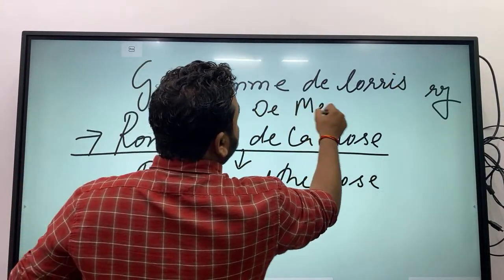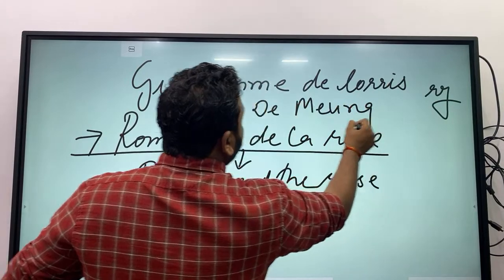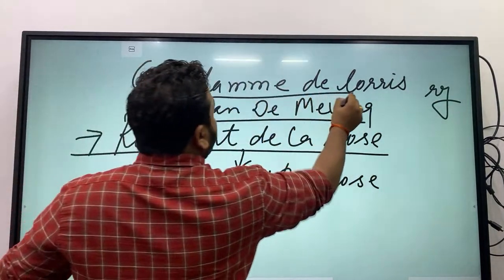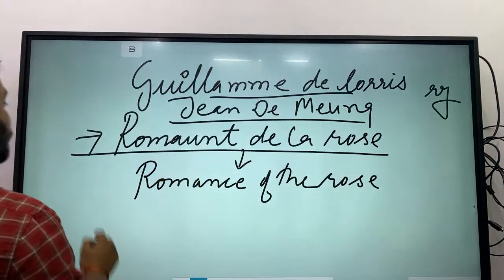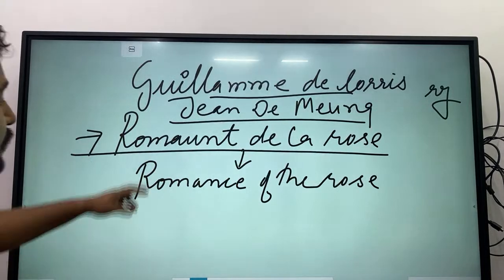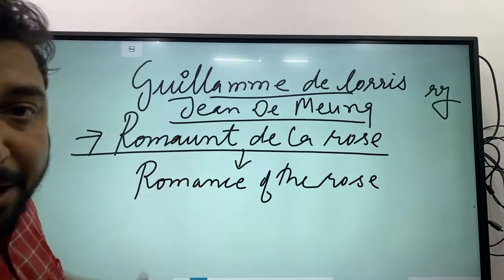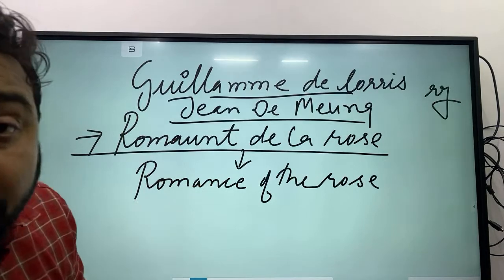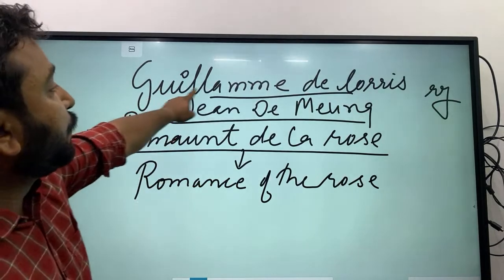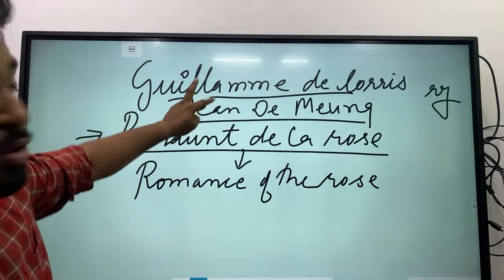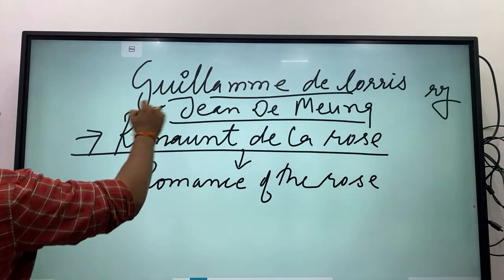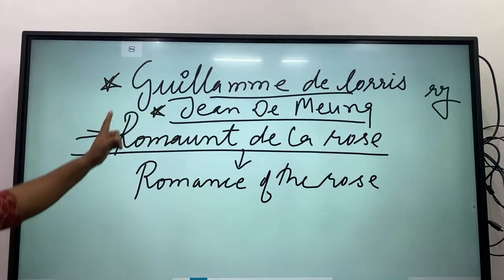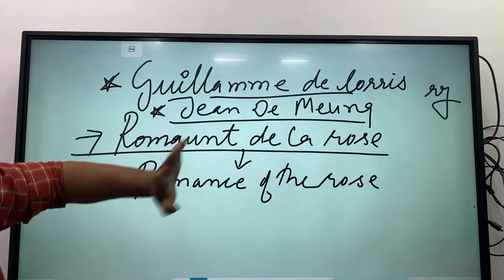These two writers had already written this work in Old French. He recreated it in modern French. So they may ask you a question that Romance of the Rose is actually a translation of the book of Guillaume de Lorris and Jean de Meung, two writers. Their book was recreated in French. That's what you have to remember.